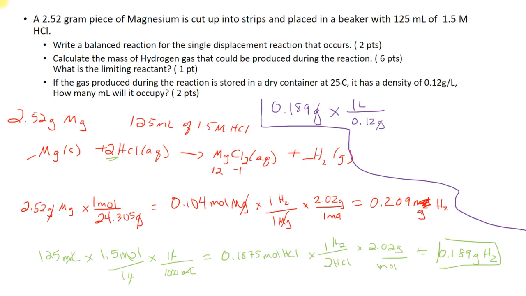So to figure out how many milliliters, I'm going to have to do one more step. It says milliliters right in the problem, so I'm going to use what I know about the metric system here. So 0.189 divided by 0.12, and then multiplied by 1,000, and that'll be our volume of the gas.